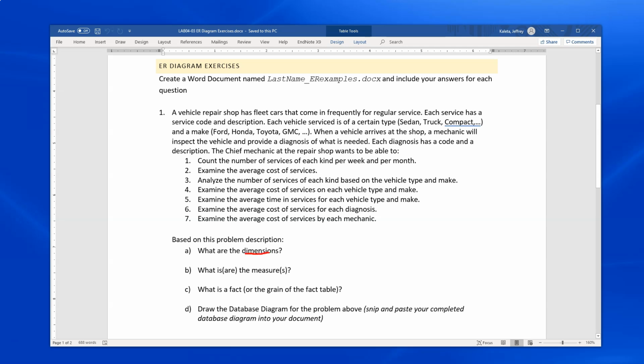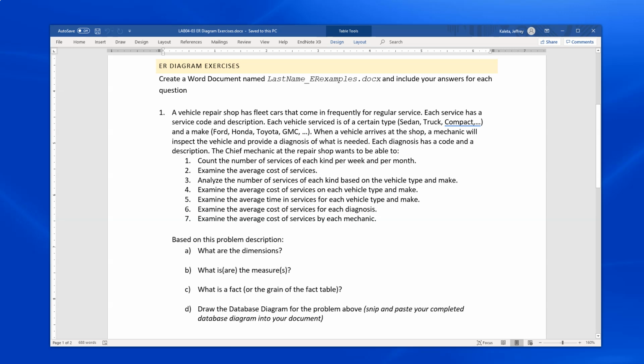I've given you some questions below asking what are the dimensions, what are the measures, and then what is a fact, in order to be able to design an ER diagram around this. So let's start to take a look at potential candidates for both a dimension and a measure. First of all, we have a vehicle repair shop that has fleet cars that come in frequently for regular service. This gives us an idea about the type of business that is being analyzed here. Each service has a service code and description.